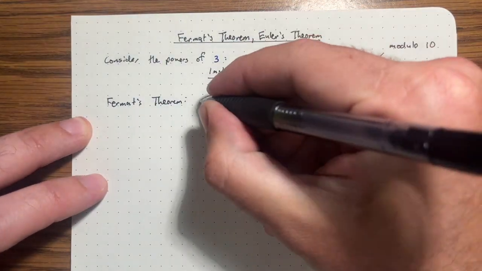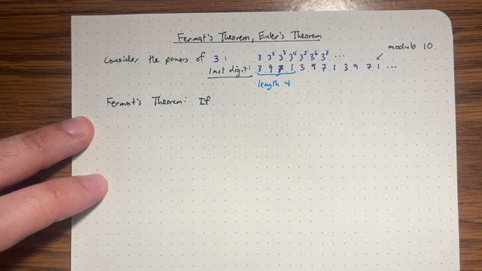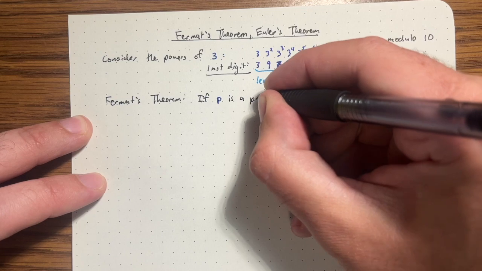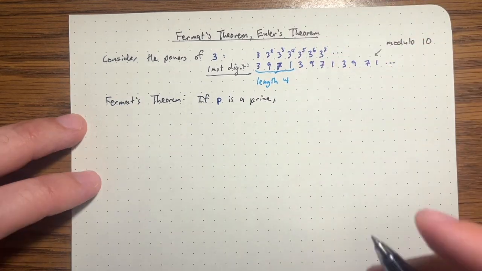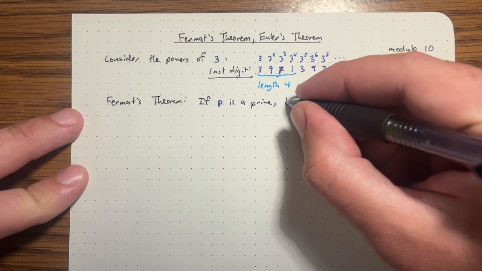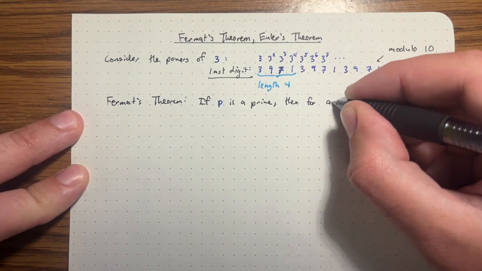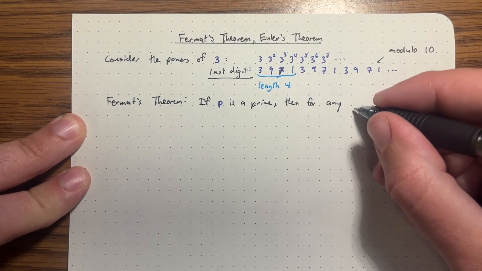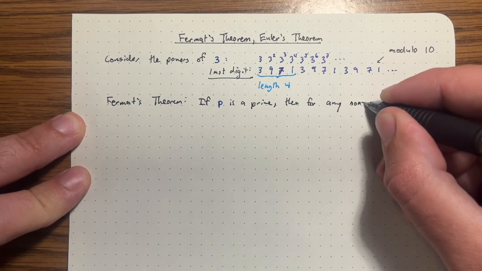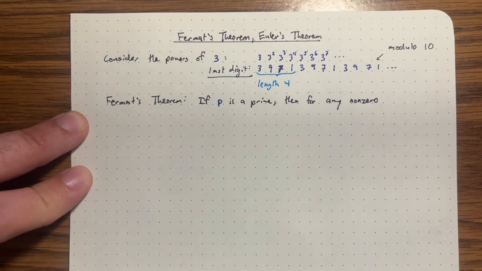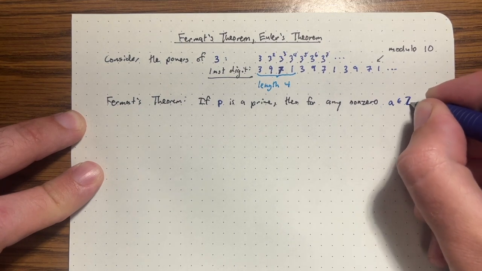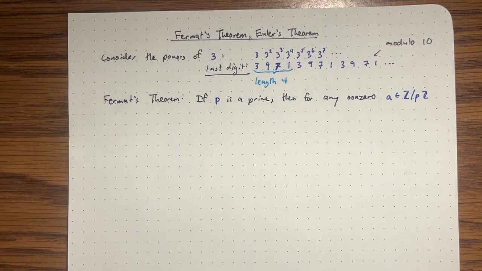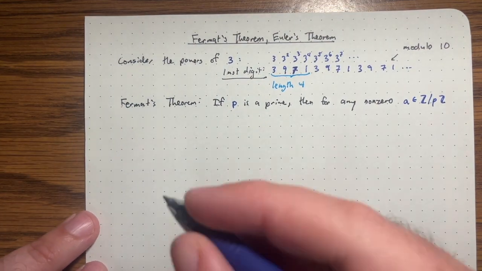The observation is, if P is a prime, this is one of those things in number theory that only really works if you have a prime. Then for any non-zero element of Z mod pZ, so we're not allowed to have a multiple of p, but we can have anything else, this is going to be true.